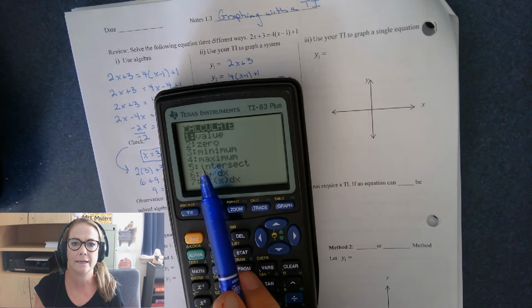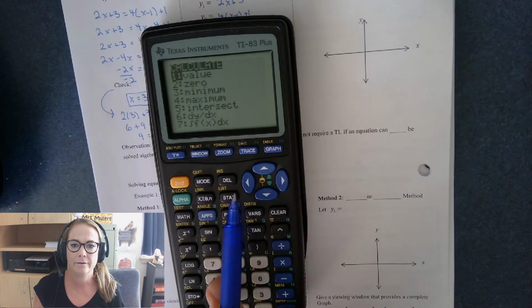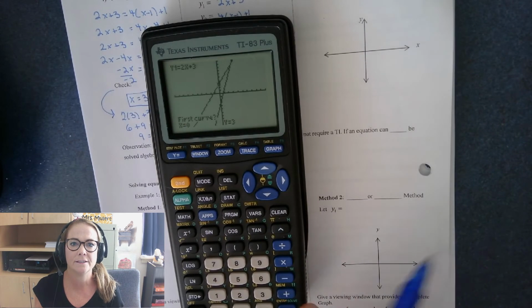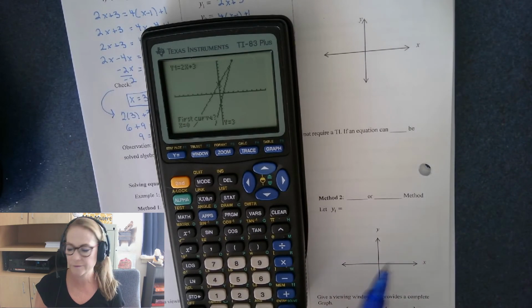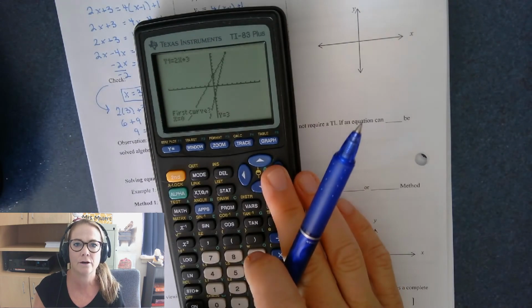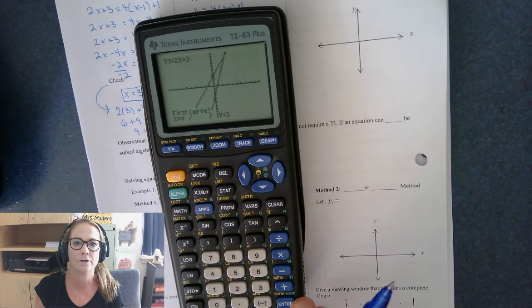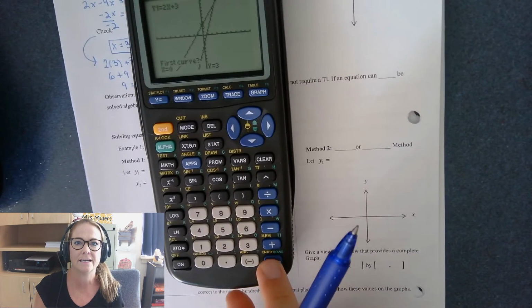And what I want to calculate is the intersect. So I want to calculate the option 5. Okay, and so it's going to say first curve. So the cursor's on this first curve. It's not a curve, it's a line, but the calculator calls it a curve. I'm just going to hit enter to say yes.